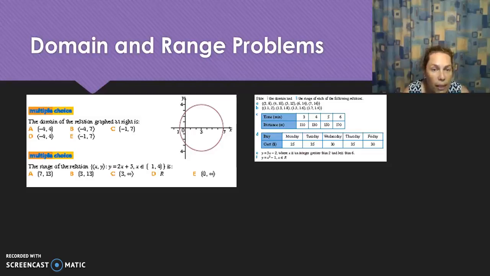The range of the relation y equals 2x plus 5, where x, the domain, is an element of 1 to 4. What we can do is put 1 and 4 into the equation. 2 times 1 is 2, plus 5 is 7. And 2 times 4 is 8, plus 5 is 13. So our answer here will be B, 7 and 13. You have a go at the next two questions where they've given the domain and range to see if you can state them.